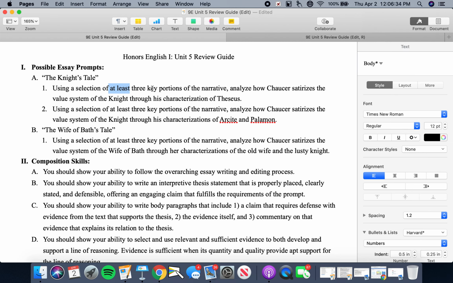All right, so key scenes. I do not mean like one sentence. I mean key portions or sets of lines or scenes that are important in developing the meaning of the narrative as a whole. Now, whose job is it to find those portions of the narrative?